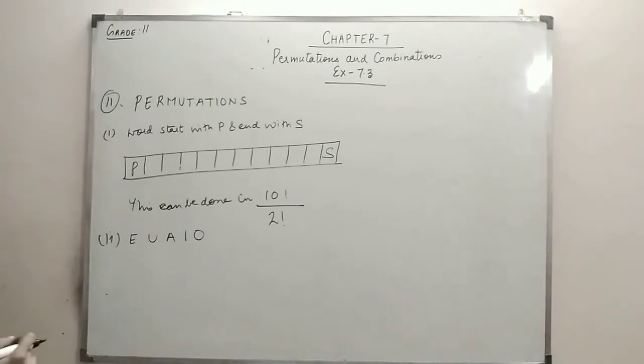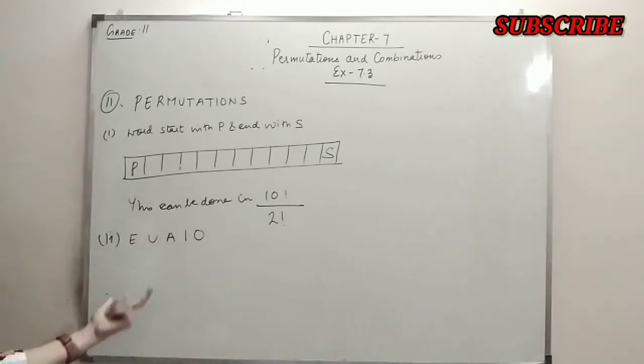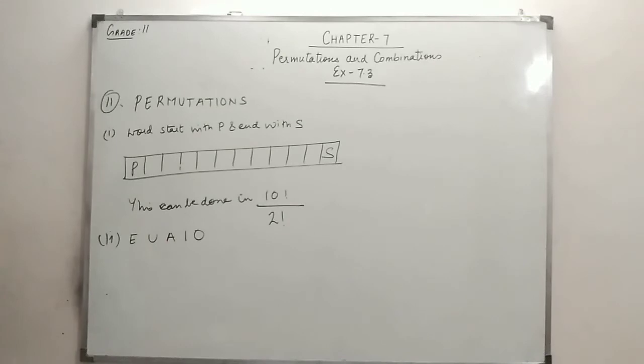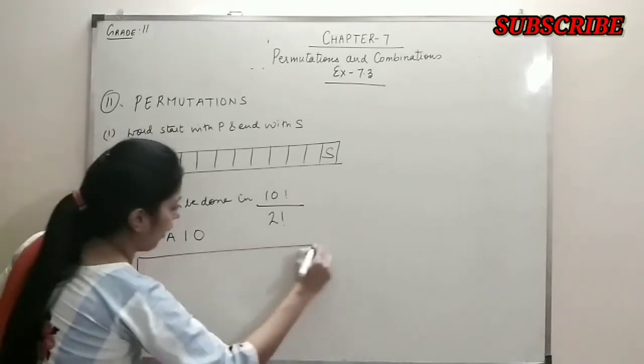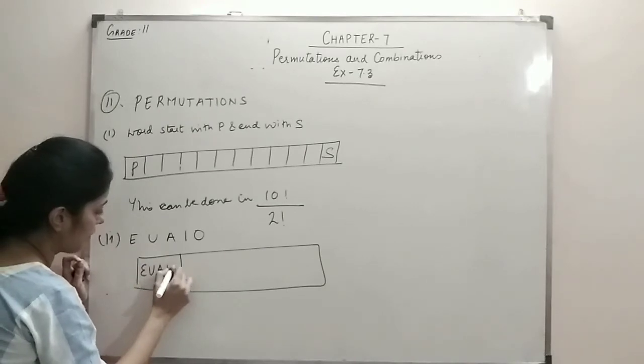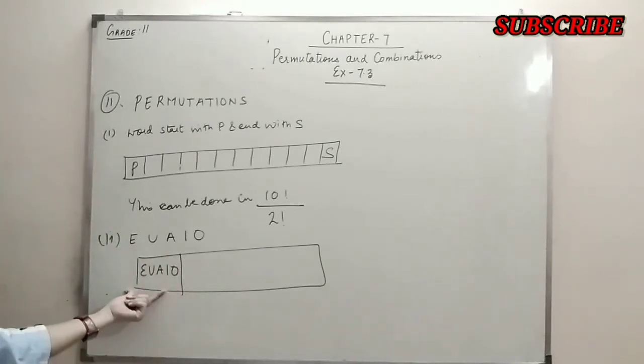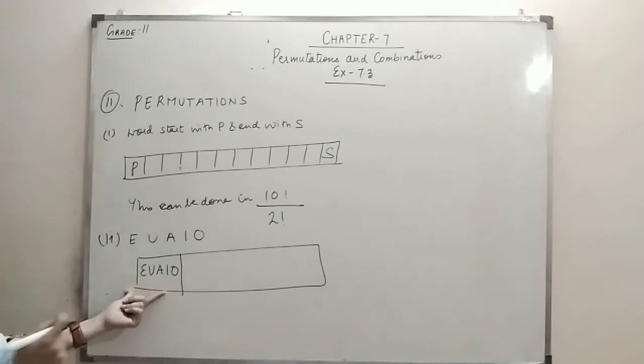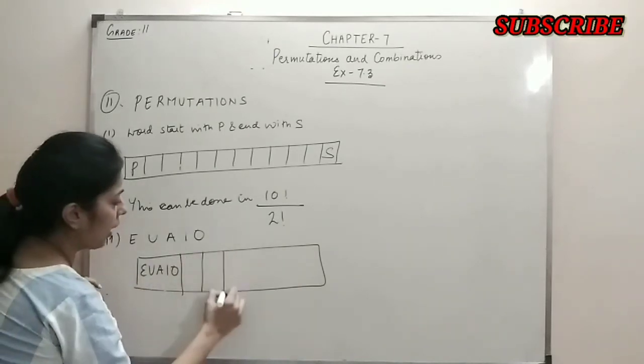And the requirement is that the vowels come together. All our vowels should be together. Okay. If the vowels come together, it means all vowels take place. Consider all vowels as one object. Okay. Then how many are there?